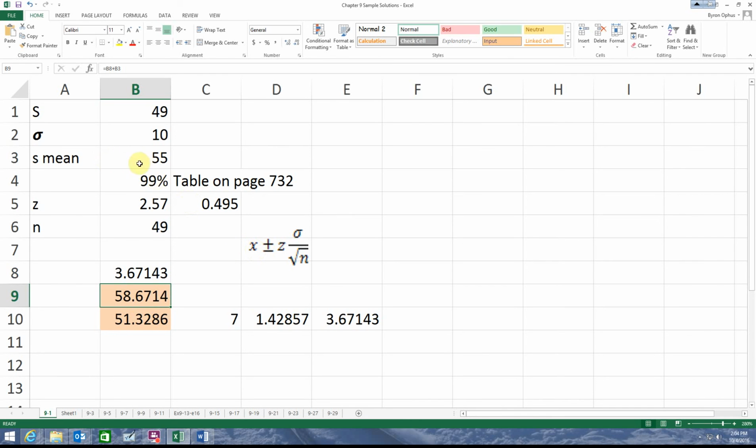It's x-bar, or sample mean, I'm sorry. So it's x-bar plus or minus this number, right? So this is simply saying that this is equal to my sample mean plus, and then this one's equal to my sample mean minus. And yeah, I need to put both of them on there, and so there's my answers. I'm 99% confident that the population mean would fall between 58 and 2/3 roughly, and 51 1/3. And there you have it, problem 9-2.